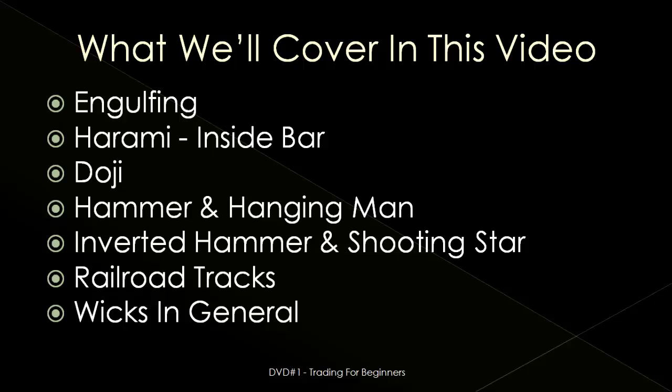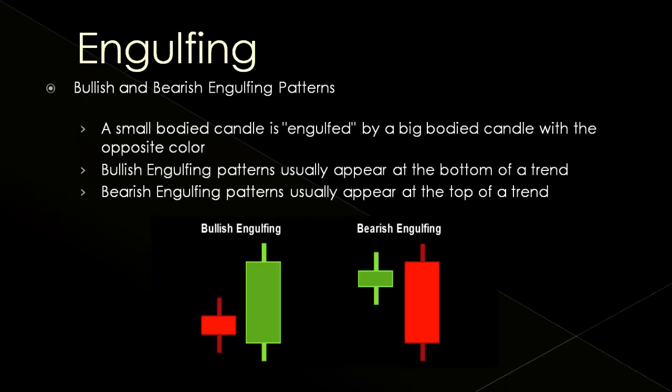We'll start by looking at the engulfing patterns. We'll then look at haramis, dojis, hammers, and hanging man. We'll look at the inverted hammer and the shooting star, the railroad tracks, and then we'll look at wicks in general. Let's get started. We'll start off by looking at engulfing patterns. Here we can see the bullish and bearish engulfing patterns.